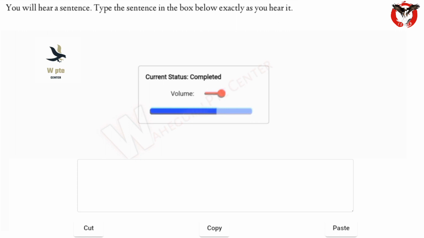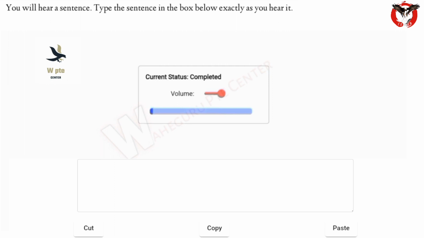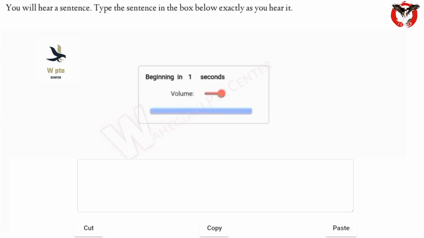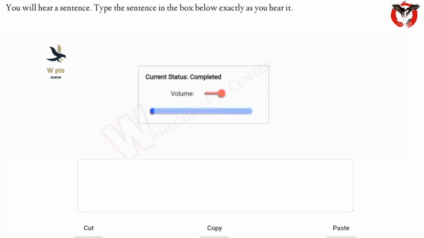Behind the garage is a secret storage room. She received a scholarship from the state university. You should draw your graph on a separate page. The teacher asked the group to commence the task.